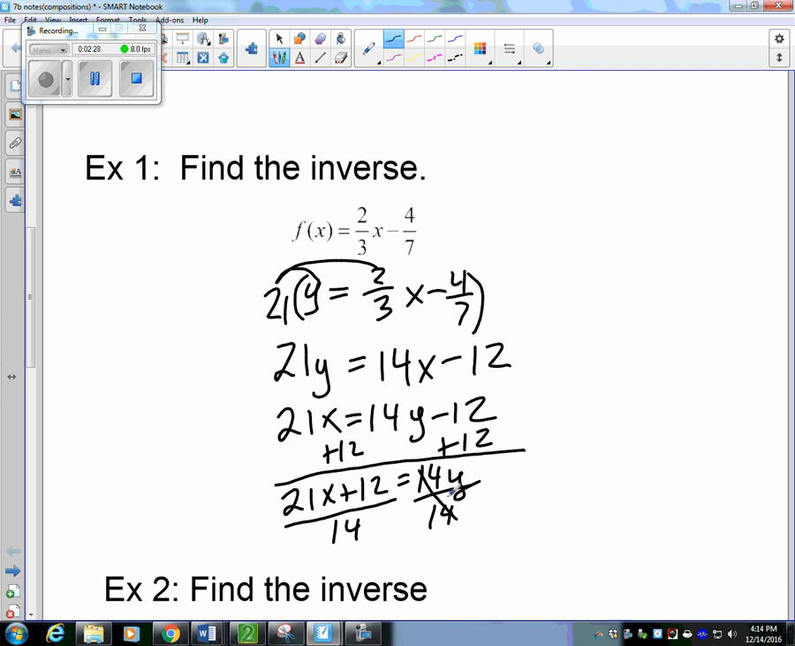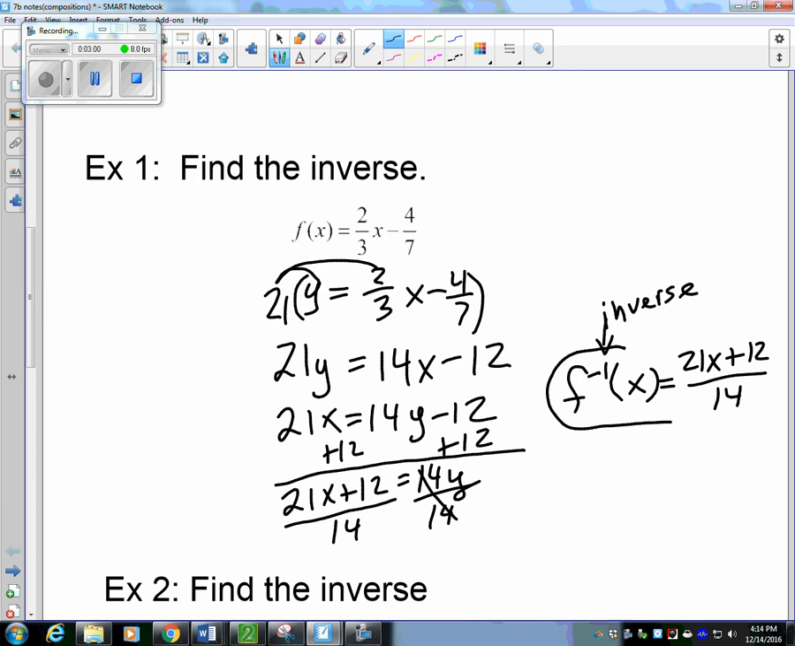So now we're going to replace this y with, and it started out f of x, so it's the inverse, you note the -1 means inverse. Anytime you see that in a problem, it means the inverse of a function. f inverse of x equals 21x plus 12 over 14. And you might be thinking, can't you simplify that? But 21, 12, and 14 are not all divisible by the same number, so no, we can't simplify it. So that is the inverse of this function here.